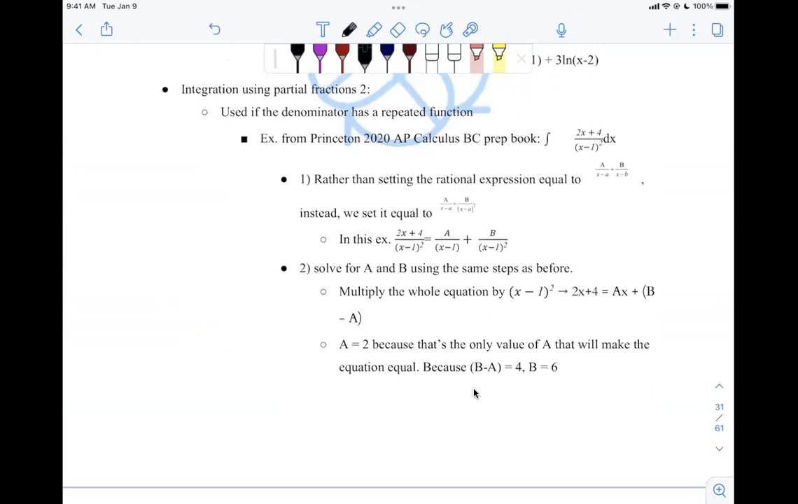Partial fractions, we haven't really gone over that, but if you have something that looks like this, you can try and split that into a sum of things that are easier to integrate.